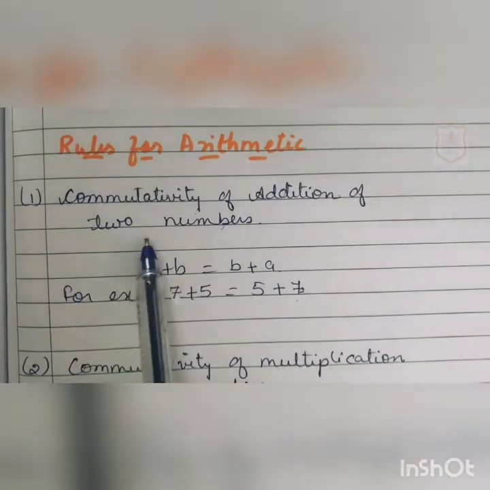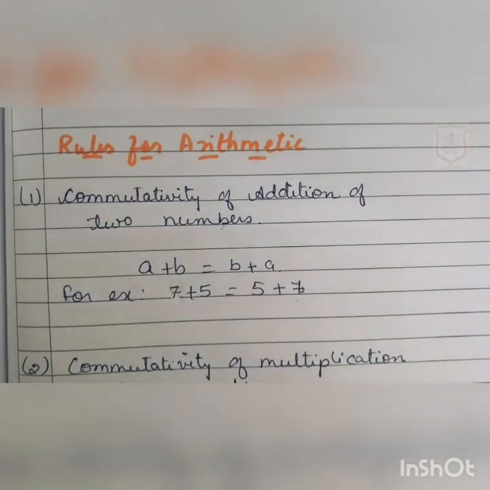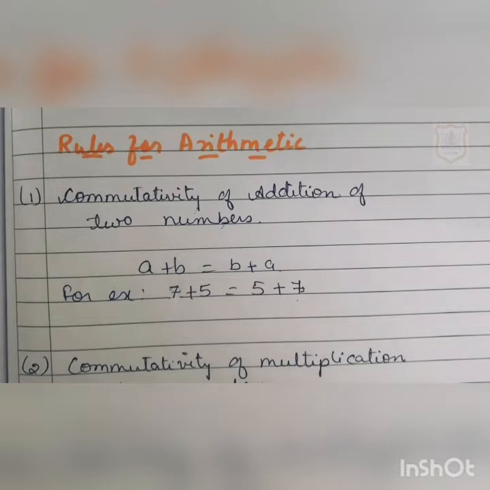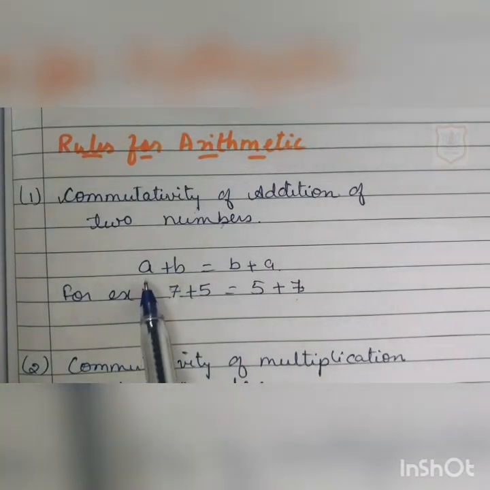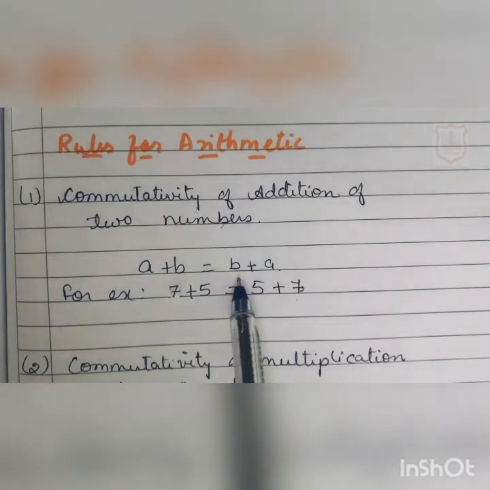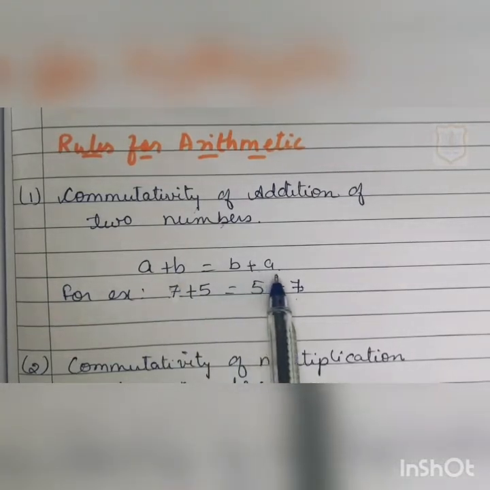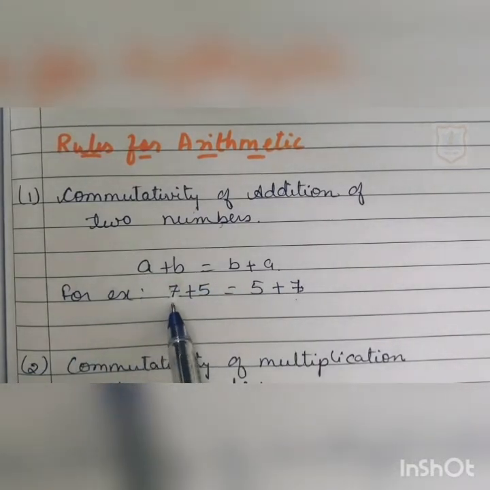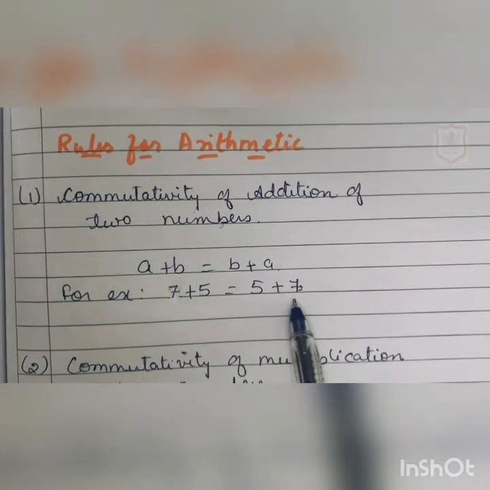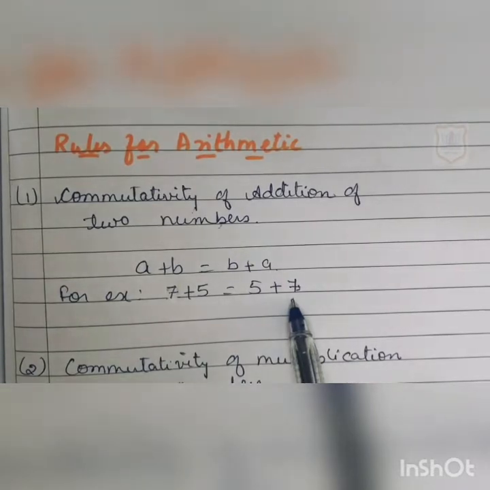The rules of arithmetic. First comes the commutativity of addition of two numbers. Here the two numbers, if added in different orders, the answer will be the same. So for example, A plus B is equal to B plus A. Like 7 plus 5, the answer is 12, which is equal to 5 plus 7. We will get the same answer. So there is no difference if we change the order. Therefore, commuting the order of numbers in addition does not change the sum.